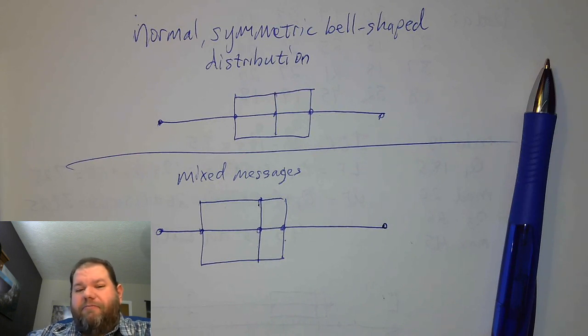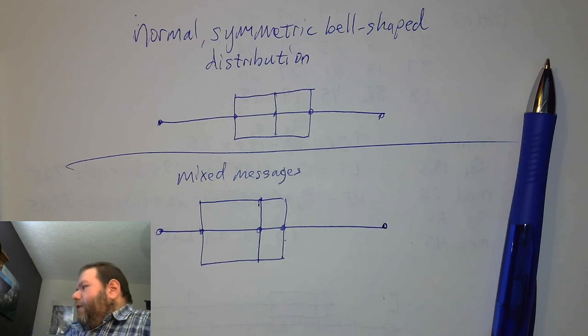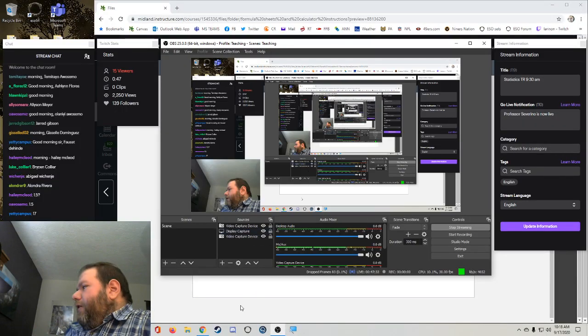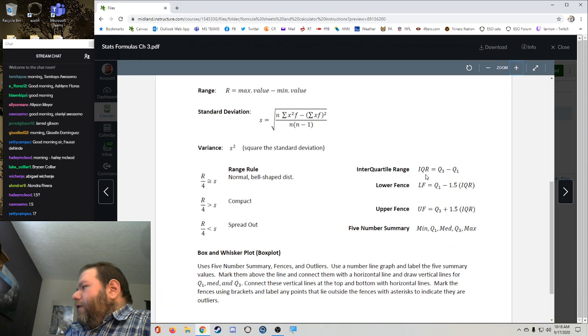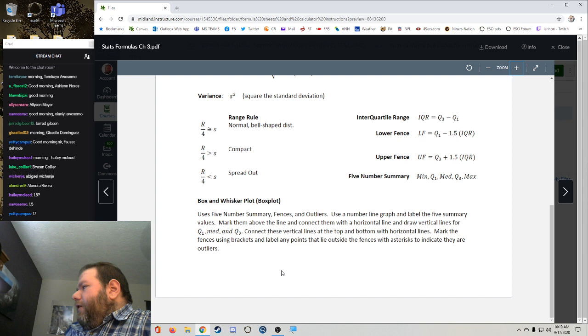But we haven't looked at it recently, you'll notice on here I've actually given you a description of making the box and whisker plot, similar to what we went over today. So this is all the stuff from the latter part of the chapter. So the interquartile range, the lower fence, the upper fence, 5-number summary, and then the box and whisker plot. That's all section 4 and 5 right there.